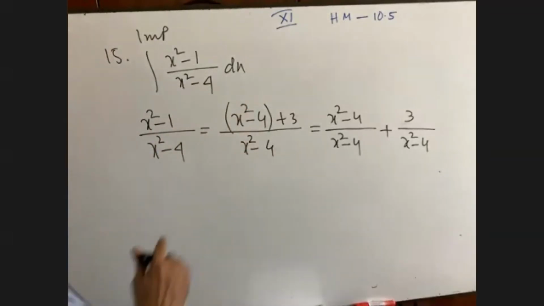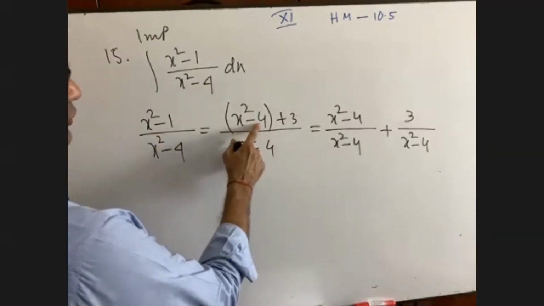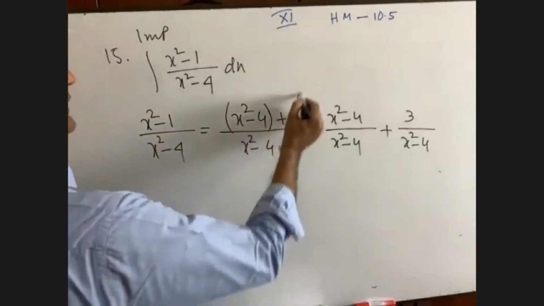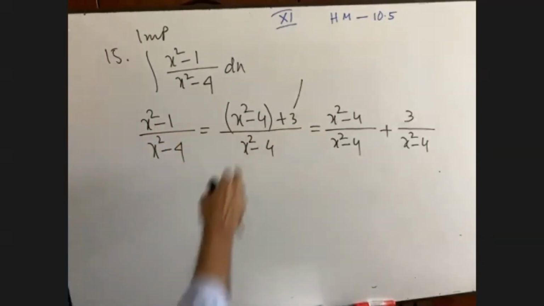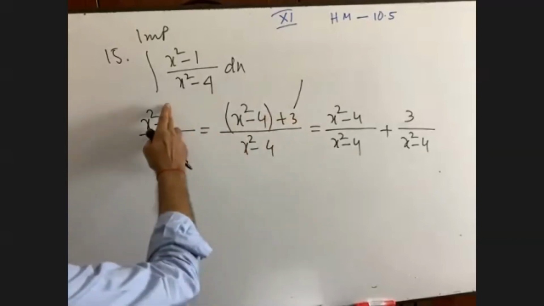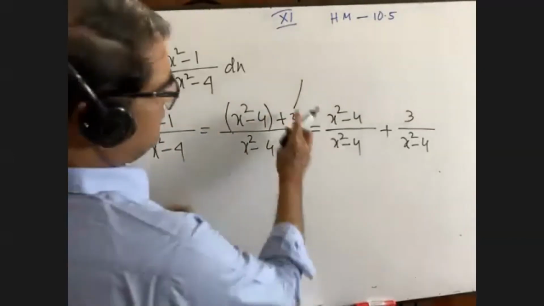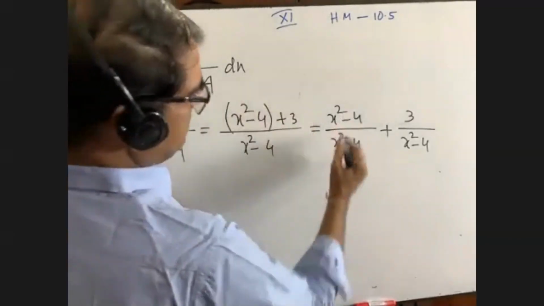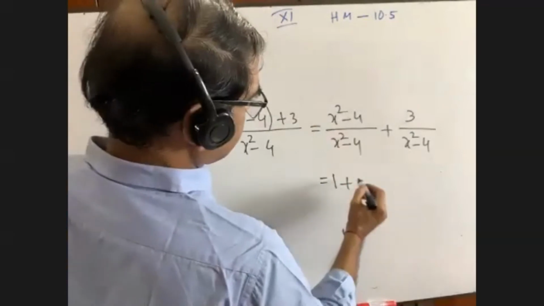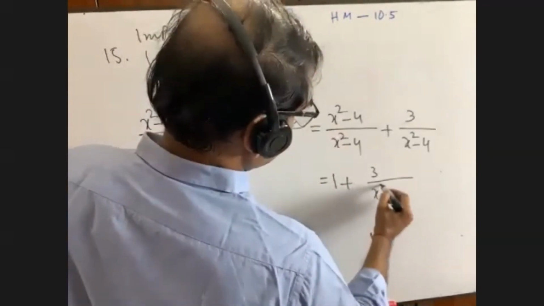Now we'll see what is the change here. It is minus 1, but I have got minus 4. So I need 3 for maintaining the equilibrium. Minus 4 plus 3 is minus 1. Now, this is just partial fraction. This by this plus 3 by this. That is, it is 1 and it is what? Write down this, x square minus 4.